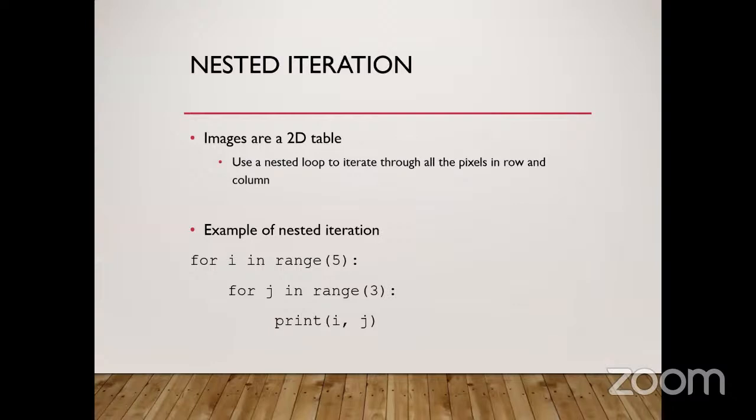So to get through a grid, we have to do something called nested iteration. We're going to nest loops. We're going to have an outer loop that's going to handle the rows, and then an inner loop that handles the columns. Or you can flip them and have the outer one do the columns and the inner one do the rows. It doesn't matter, but you have to have two loops to be able to navigate across the grid. So an example of a nested iteration is that you would have for i in range 5, which means the outer loop's going to run 5 times.